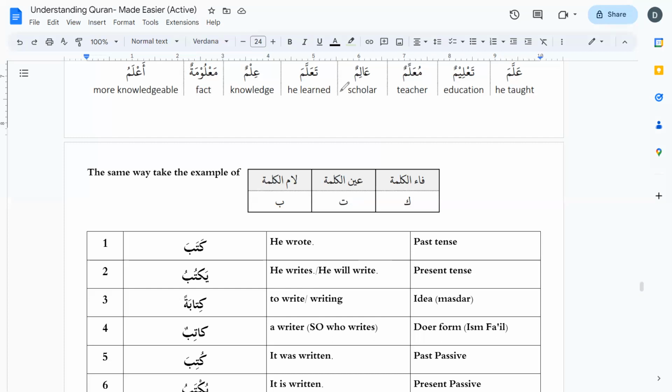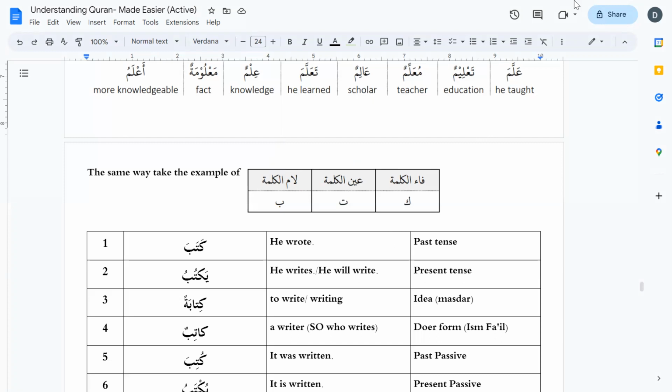Why do we call it fa, ain, and lam? Because in fa'ala, we have fa first, then ain, and then lam. That's why the first letter is called fa, and then ain, and then lam. So just keep in mind fa, ain, and lam kalma, because the terminology that we have in advanced Sarf is based on this. Okay, so the three root letter word has first, second, and third letters.